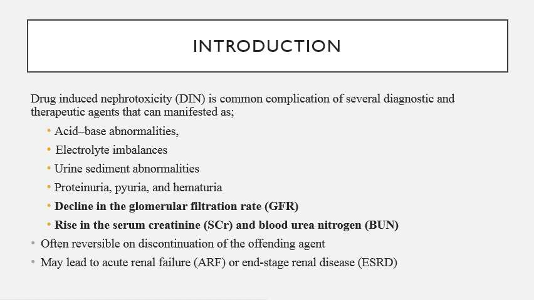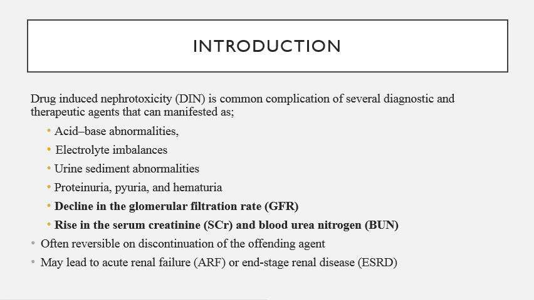There may be proteinuria in the urine. Proteins will be present in the excreted urine. There may be presence of pus in the urine, called pyuria, or there may be presence of blood in the urine, called hematuria. In certain other situations, there will be a decline in the levels of the glomerular filtration rate, and that will be an indication that the kidney function has declined.